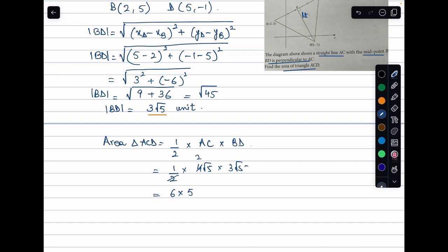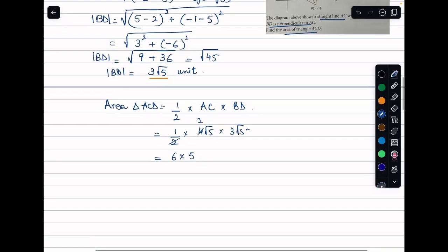2 times 3, that's giving me a 6. Under root 5 into under root 5, that's just a 5. So I know that the area for this triangle comes out to be 30 unit square. So the area of triangle ACD is equal to 30 unit square. That is going to be the answer to this solution.